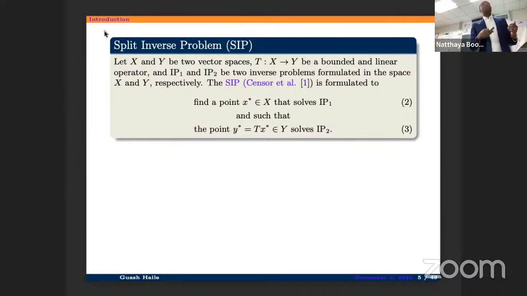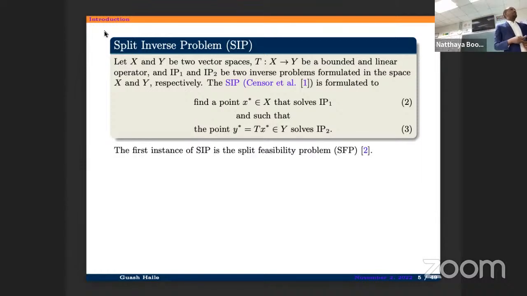This split inverse problem is just a model, but when we fix IP1 and IP2, we can have different types of inverse problems. Like if IP1 is an equilibrium problem and IP2 is an equilibrium problem, we will have the split equilibrium problem. If IP1 is a split feasibility problem and IP2 is a split feasibility problem, we will have the split feasibility problem. So this is a general model that can be converted to particular or specific split inverse problems.